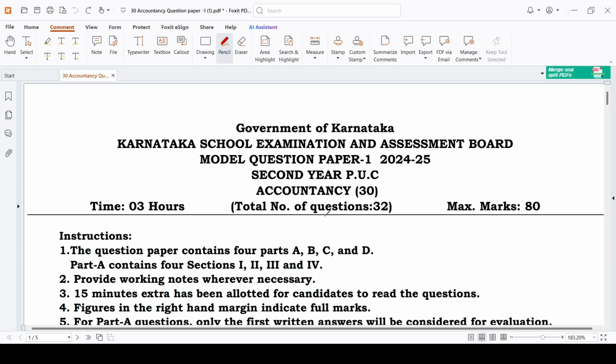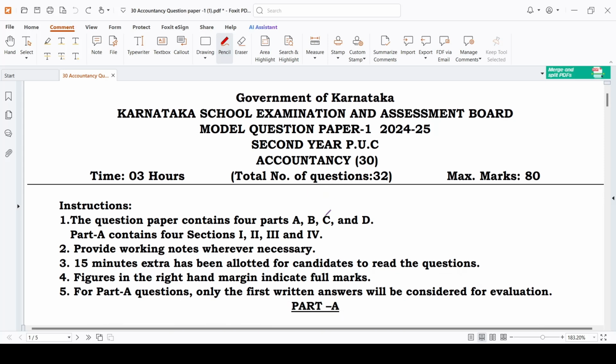Okay, first, because it is the first question paper, I'll tell you the instructions you have to follow, as already given. The question paper contains 4 parts A, B, C and D. Part A contains 4 sections, that is fill in the blanks, MCQs, match the following as well as answer in a word or a sentence. Provide working notes wherever necessary. 15 minutes extra will be allotted for the candidates to read the question. Figures in the right hand margin indicate the full marks. For part A questions, only the first written answers will be considered for evaluation. This is very, very important. Write the question numbers properly.